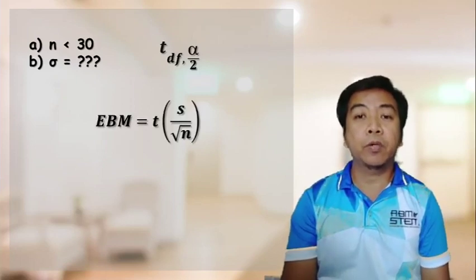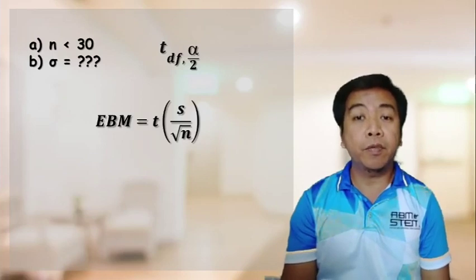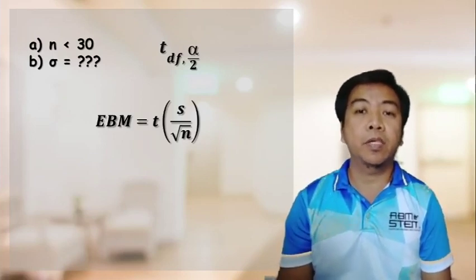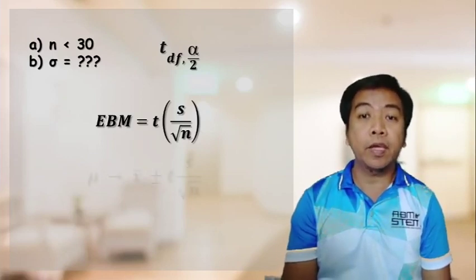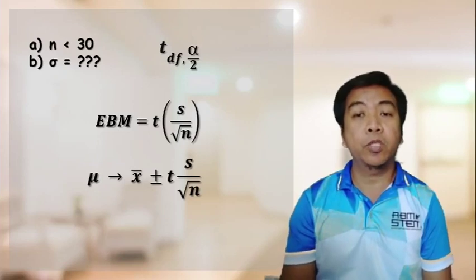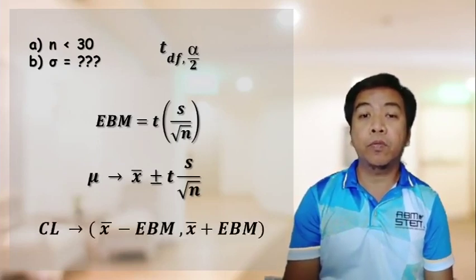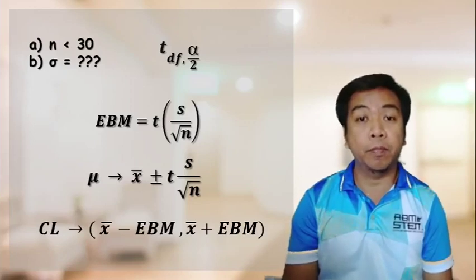The margin of error, represented by the EBM, is the result of multiplying the t value to the sample standard deviation over the square root of the sample size n. And finally, the formula in getting the confidence interval, which we can rewrite to the following to reflect the lower limit and the upper limit of the population mean.